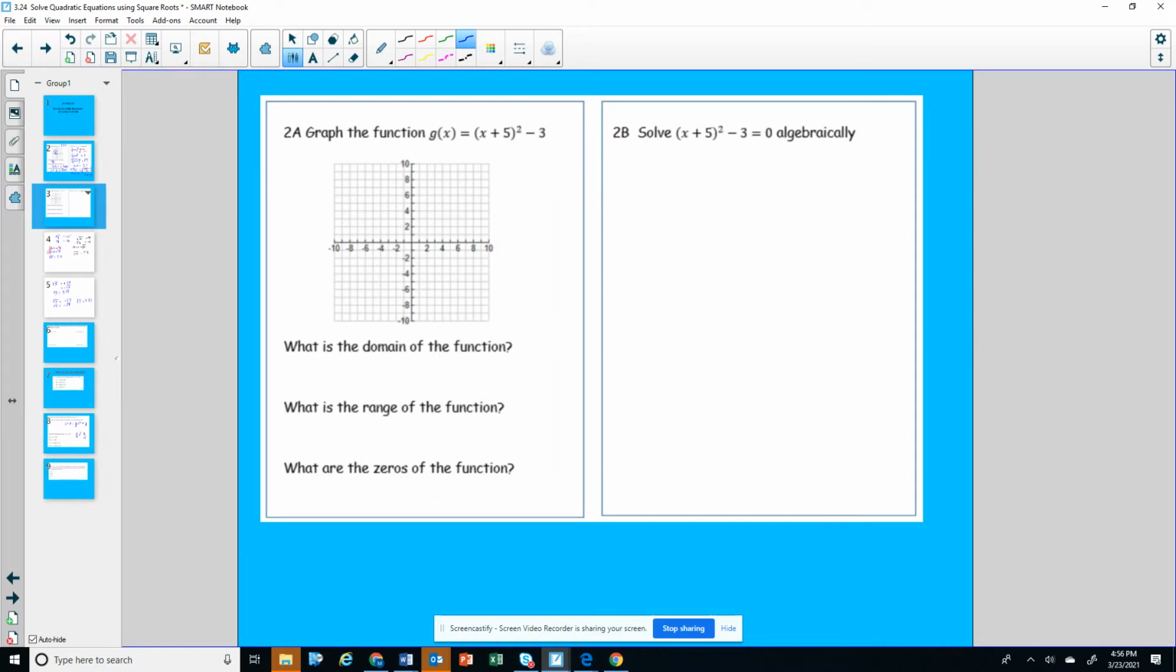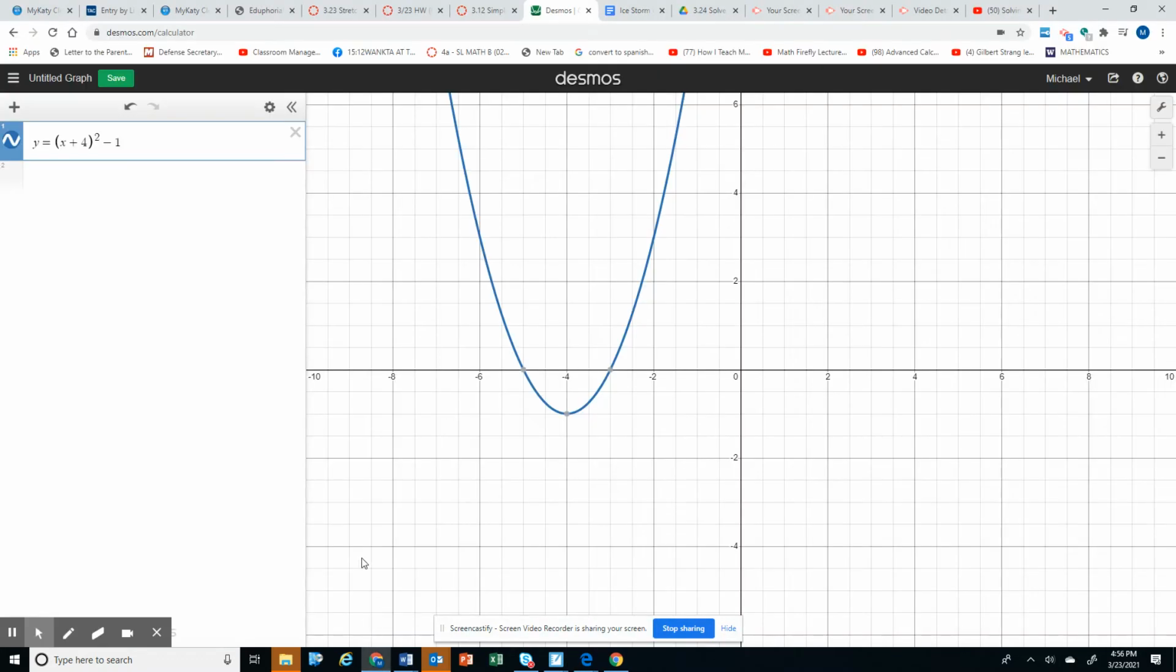Here it asks you to graph the function again, so I'm going to go back to Desmos and graph this. All right, so let's look at Desmos. Let me bring up Desmos. Here we go. Okay, let me clear this out, and we're going to graph now.